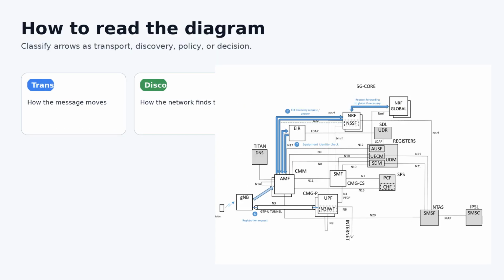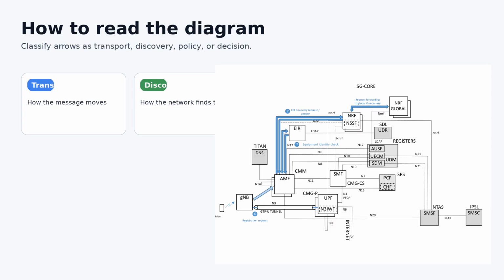Before we close, here is a practical way to read a dense 5G core diagram like this one. Start by finding the event that triggered the page. Here it is the registration request from the device through the GNB. Then locate the control function that first receives it, the AMF. After that, look for any service discovery step, because in a service-based core, the AMF may not know the exact destination ahead of time. Next, identify the special purpose function being queried. In this page, that is the EIR.